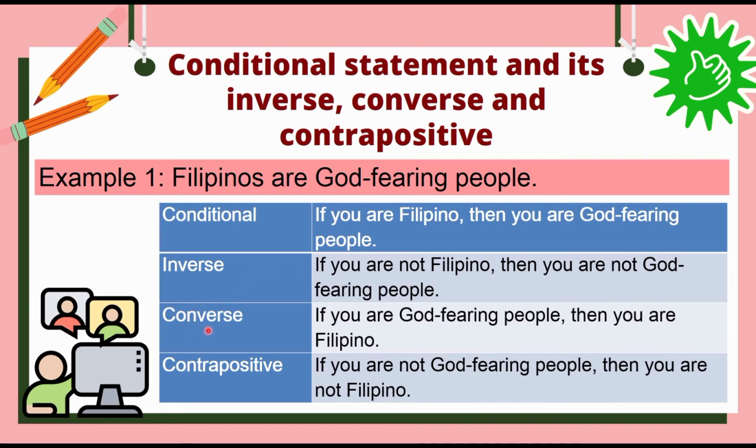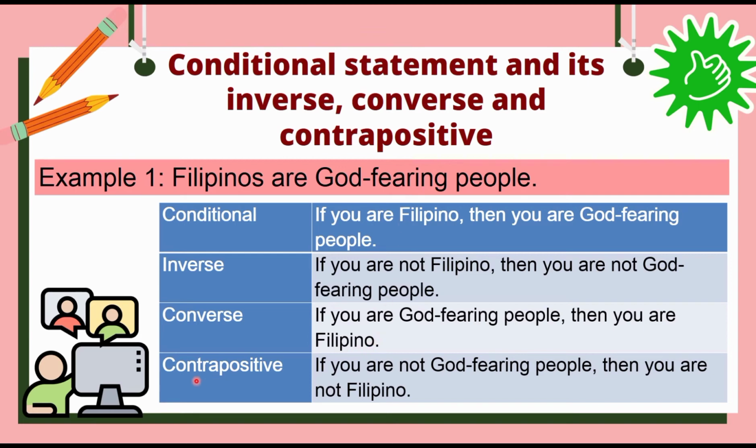The next one is our converse. The converse is just to interchange the hypothesis and conclusion of our conditional. So we just reverse them: the hypothesis of the conditional becomes the conclusion, and the conclusion of the conditional becomes the hypothesis. So our converse becomes: if you are God-fearing people, then you are Filipino. The God-fearing people went to our hypothesis, and the Filipino, which was the hypothesis of our conditional, became the conclusion of the converse.